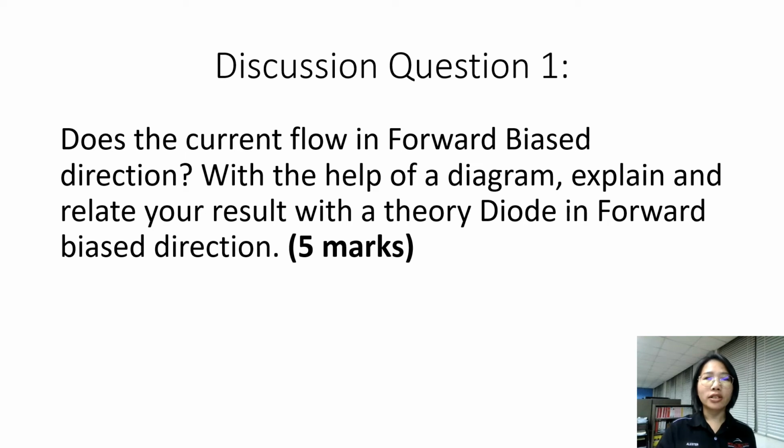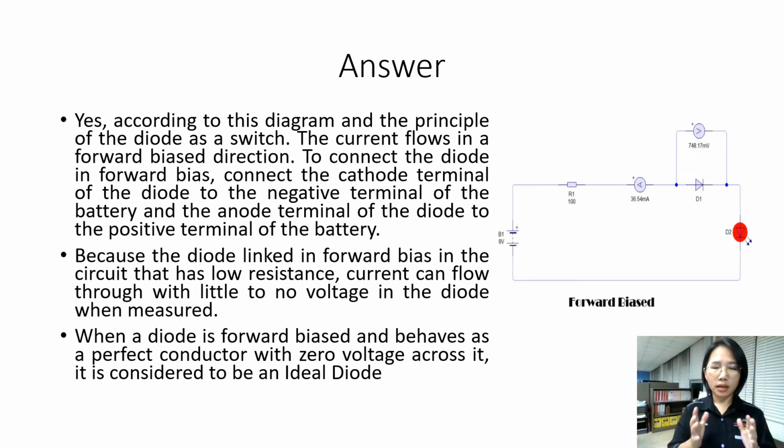So next, let's discuss question number 1. Does the current flow in forward bias direction? With the help of a diagram, explain and relate your result with the theory diode in forward bias direction. Does current flow in forward bias?